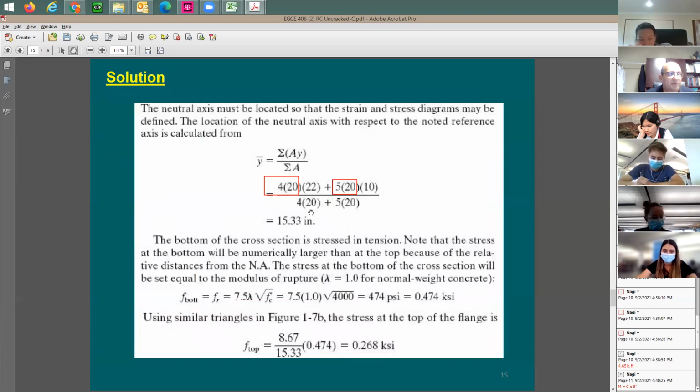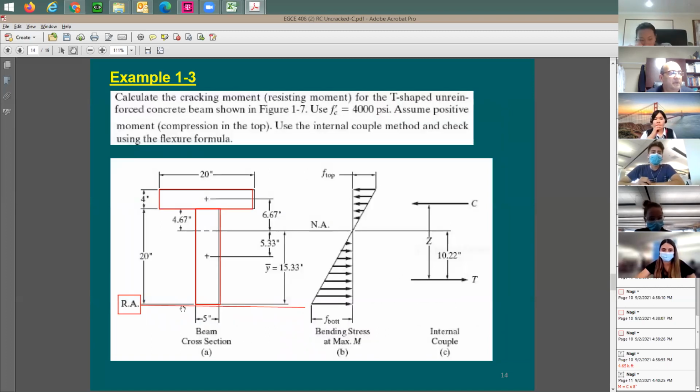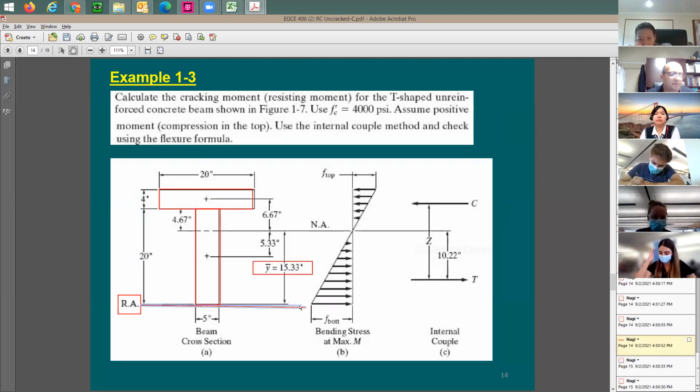And then you divide here by the total cross-section area. Total cross-section area is going to be 80 plus 100, which is 180. With that, you get here 15.33 from the top. Excuse me, from the bottom, from the reference axis. So this 15.33 is a distance from the reference axis, which means from the bottom. I guess this one also, this is what you call here y bottom. And the distance y top is going to be from here all the way to the top. It's going to be 4.67 plus 4 inches, going to be 8.67. Total of 24 inch.